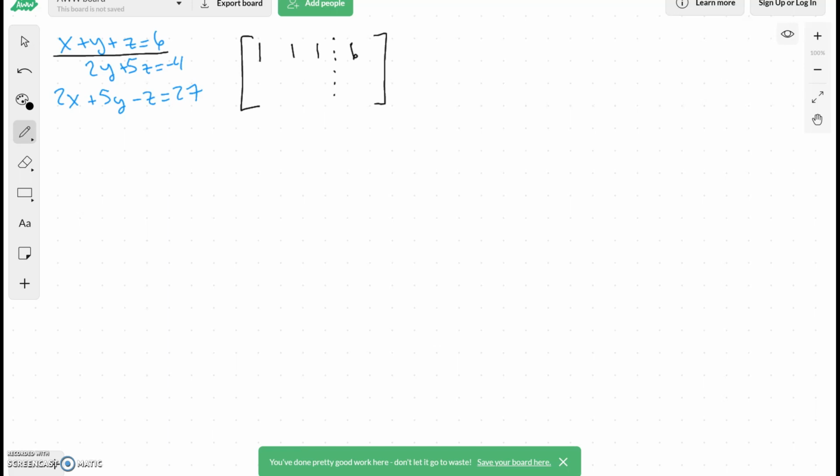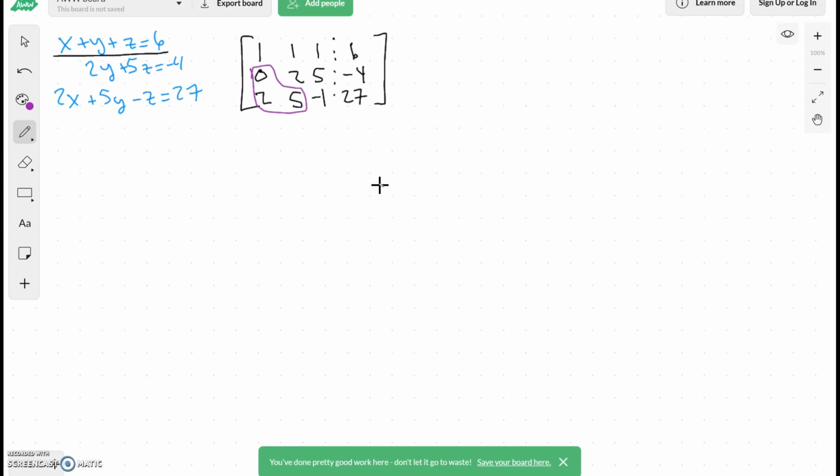Now my second row, notice that there's no x, so I'm just going to apply a 0 there. Then there's going to be a 2, a 5, and the negative 4. And then on the last row, it's going to be a 2, a 5, a negative 1, and a 27. Okay, now the whole goal about this is that you want to make sure that the numbers that I'm going to put in purple, these numbers, I want them to be 0.